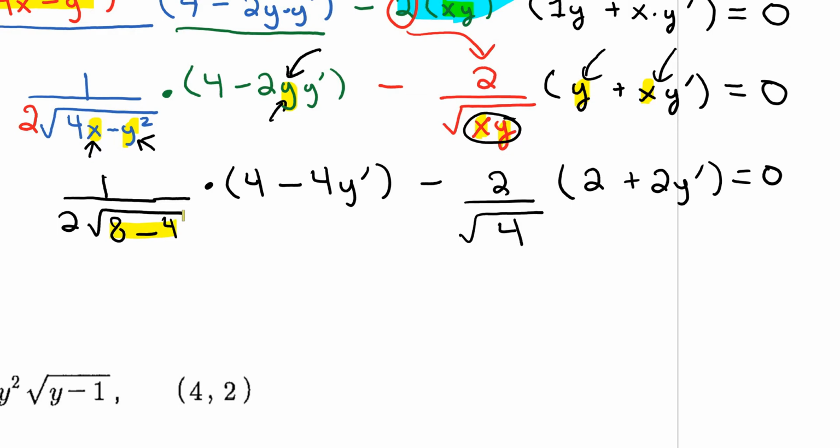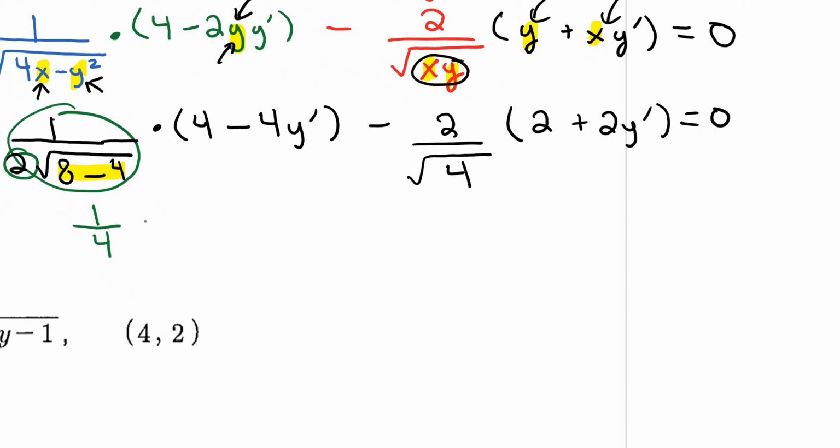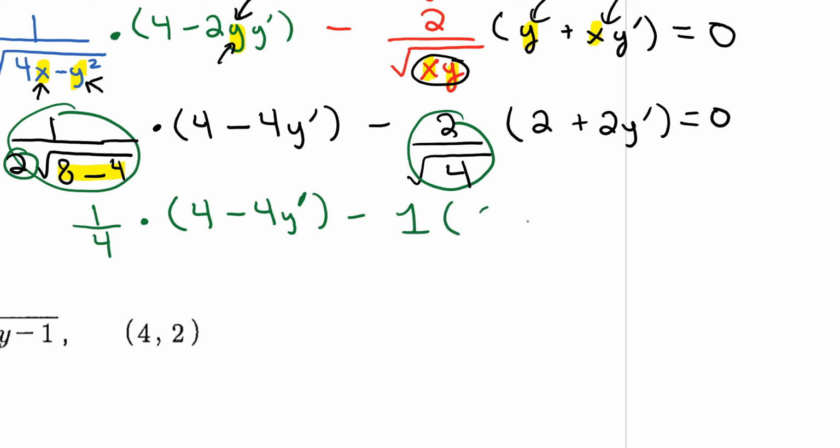All right, so now we've got to start computing some of this. 8 minus 4 is 4, and the square root of 4 is 2, and 2 times 2 is going to be 4. So this whole fraction is going to be just 1 divided by 4. So 1 divided by 4 times, this is going to be 4 minus 4y prime minus, well, 2 divided by the square root of 4 is going to be 2 divided by 2, which will be 1, times 2 plus 2y prime, close bracket, equals to 0. Okay, so we're slowly getting there. There's a few more algebraic steps here.